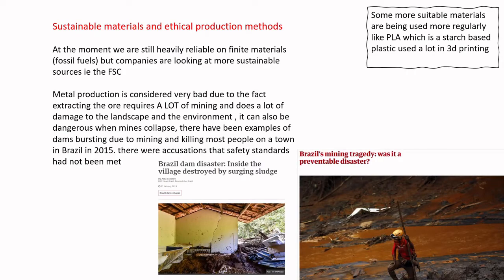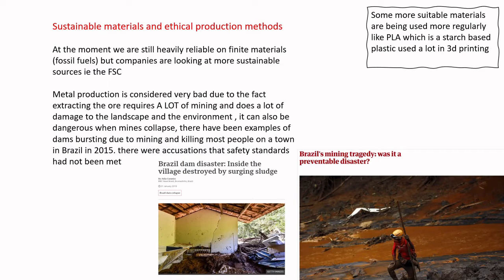So, sustainable materials and ethical production methods. At the moment, we still rely quite heavily on finite materials, so your fossil fuels, your coals, oils, and your gases. We do, I say we, like I'm involved in it in any way, shape, or form, but companies are looking at more sustainable sources. When you see timber based materials, you see the FSC logo, the Forest Stewardship Council, that says it's been sourced in a sustainable way. So they cut down trees but make sure they plant more.